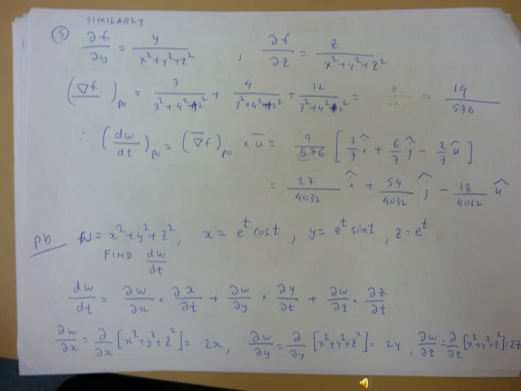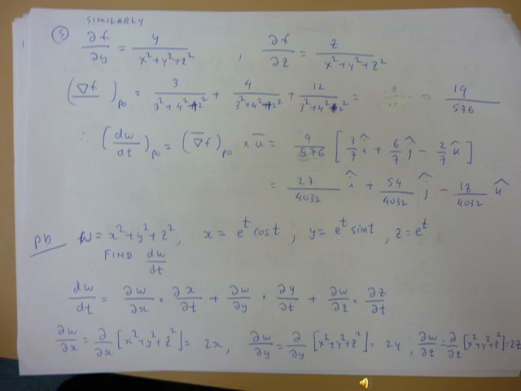So then dw by db0 equal to df b0 multiplied by the u vector. So then 19 divided by 576 multiplied by 3 by 7 i plus 6 by 7 j minus 2 by 7 k. So that is 27 by 4032 i plus 54 by 4032 j minus 18 divided by 4032 k. So this is the final answer, and then we solve the next problem.